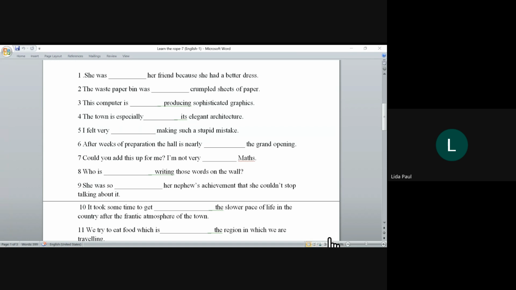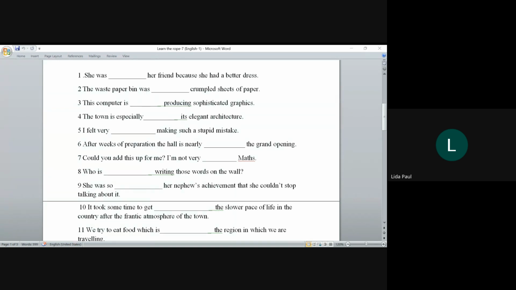Isn't that so? Jealous of. Jealous of, but the question is, can I write jealous at instead of jealous of? No, right? Because it's a wrong collocation. Whenever you have the word jealous, the word that should follow it automatically should be jealous of, right? Not jealous at, right?